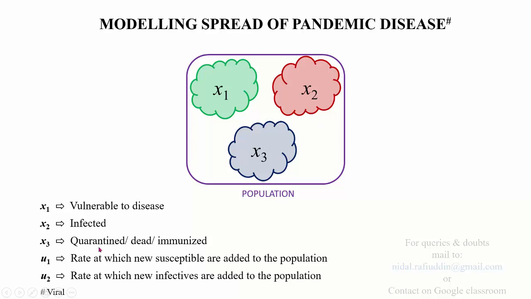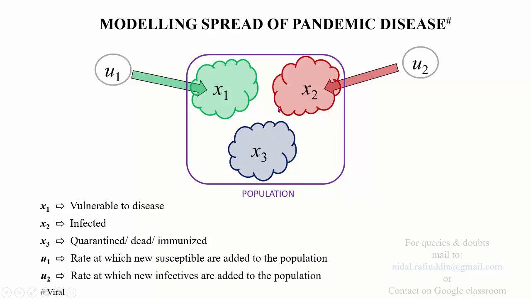Now, if we assume that U1 is the rate at which new susceptibles are added to the population, these are the people coming from outside the country and being added to the population which is vulnerable to disease. So these are the healthy people. Then you have a subset coming from outside the country, outside the population, which is infected, and they will form part of the subset X2. So this is another set which comes from outside the population and is infected.